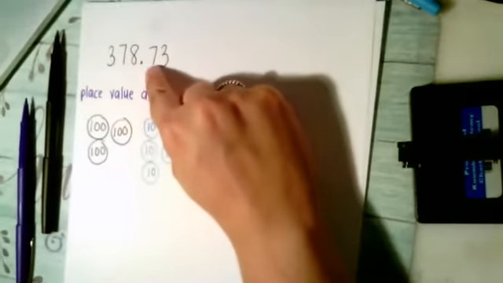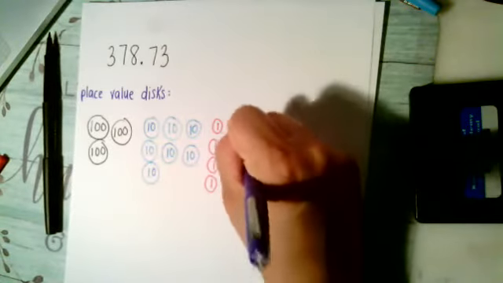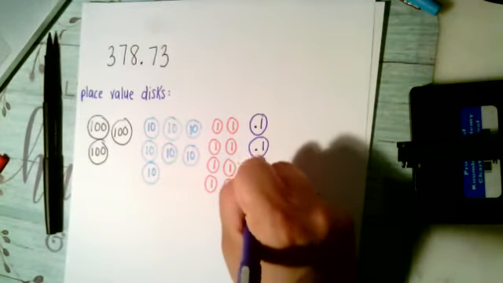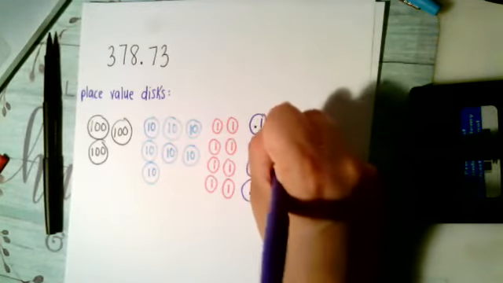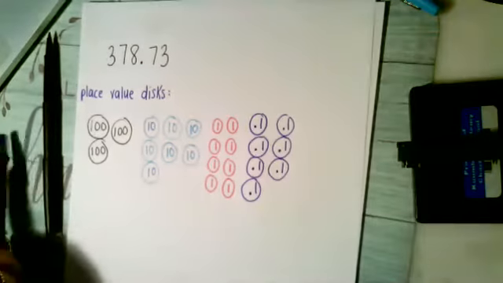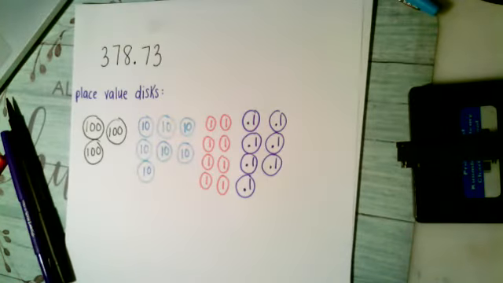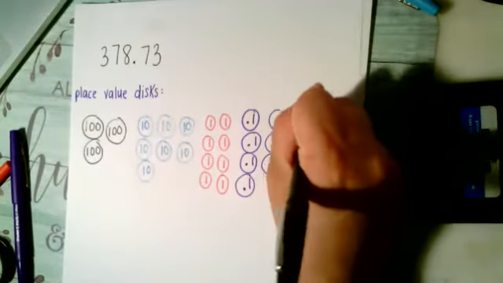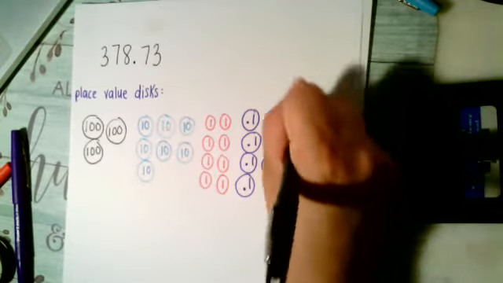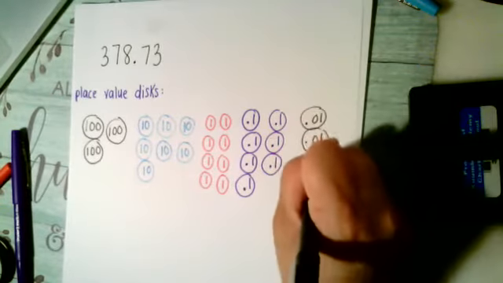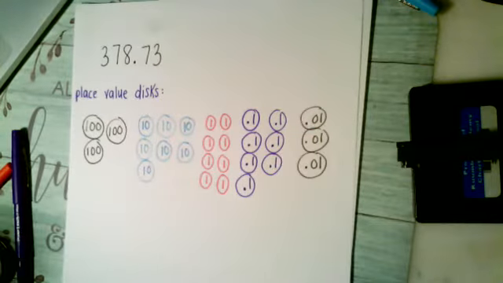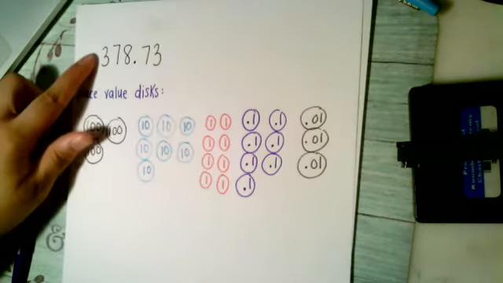Now I have a 7 in my tenths place. So one, two, three, four, five, six, seven, and then last place is my hundredths place. So I'm going to draw three of those. Okay, and then that's how I would model it with place value discs, because I'm showing however many are in that place value.